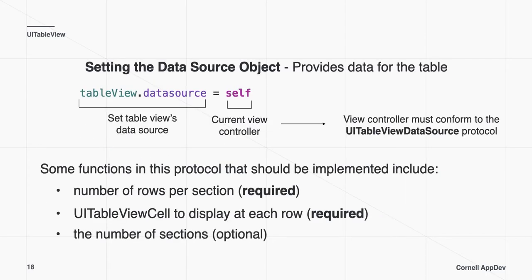So UITableViewDataSource is a protocol. We learned about protocol last lecture. So it's basically some functions. If you want to conform to UITableViewDataSource, you have to implement those functions that are in the protocol. The data source is important because that's where you set up the number of rows that you want in each section, and also what cell you want to be in each row. Does that make sense?